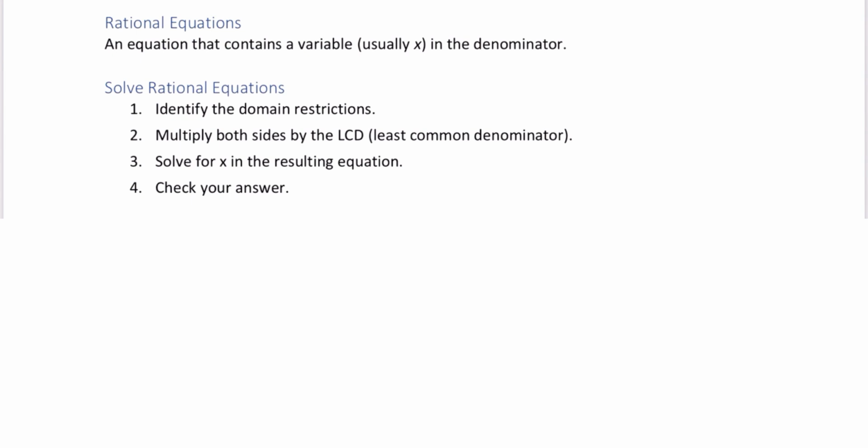An equation that contains a variable, usually x, in the denominator is a rational equation. The steps to solve are: 1. Identify the domain restrictions. 2. Multiply both sides by the LCD, the least common denominator. Step 3. Solve for x in the resulting equation. And step 4. Check your answer.